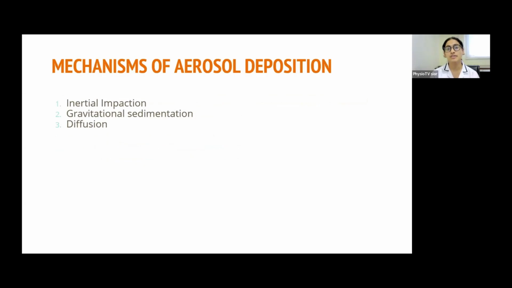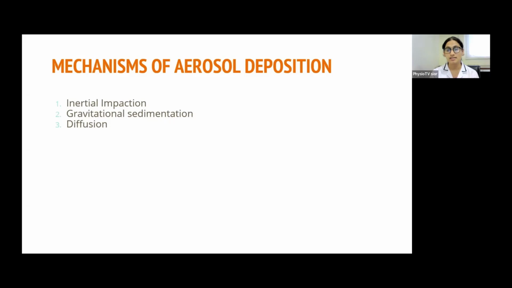Moving on to the mechanisms of aerosol deposition. So the drug particles, that is the aerosols, which are pushed out from the meter dose inhaler, are deposited into the lungs or the alveoli through inertial impaction, gravitational sedimentation, and diffusion. So talking about inertial impaction, it means that the amount of force that will be generated by the meter dose is going to help propel the formulation into the bronchi and then to the alveoli.